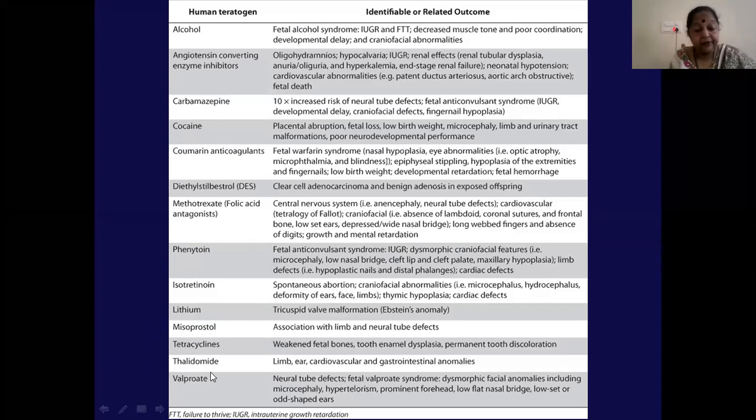And tetracycline can lead to weakened fetal bones, tooth enamel dysplasia, and permanent tooth discoloration. Some of them I have just gone through, but each and everything I cannot. So you can just save these and go through them. In further discussion, definitely I'll be talking about this.